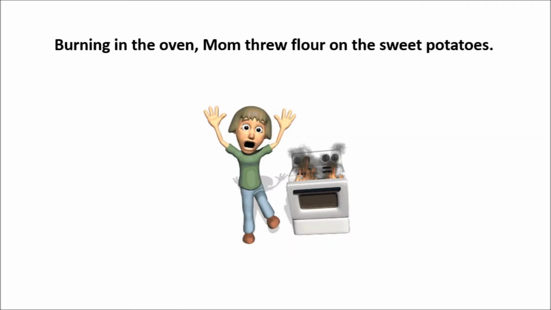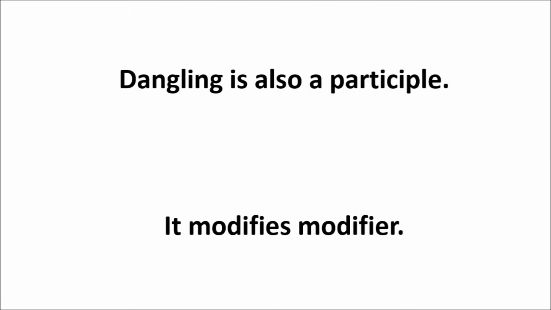Now with burn. Burning in the oven, Mom threw flour on the sweet potatoes. Here, burning is a modifier, so it's a participle. But if you were confused by this sentence, that's because it's also a dangling modifier, and the sentence should probably be rewritten. Did you notice, though, that dangling is also a participle? It modifies the word modifier. Although in the first sentence, dangling in that case is a gerund. It's the subject of the sentence where I tell you that it's a participle. Have I sufficiently confused you yet?